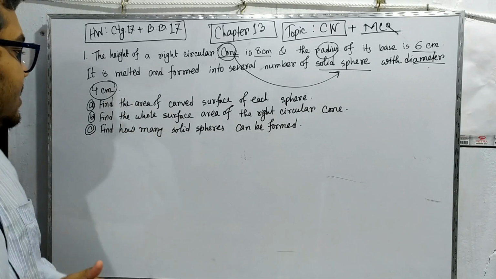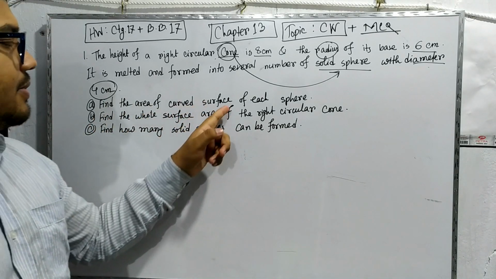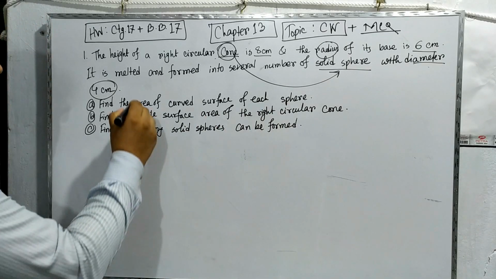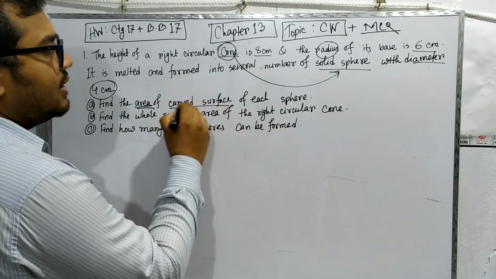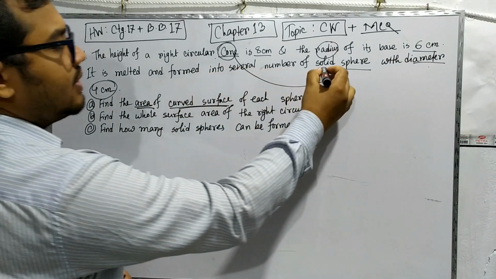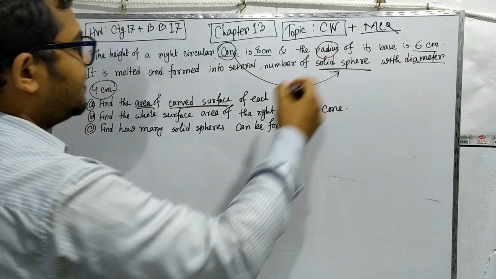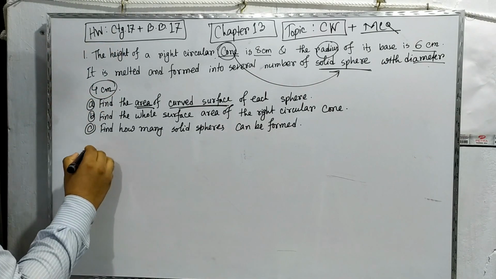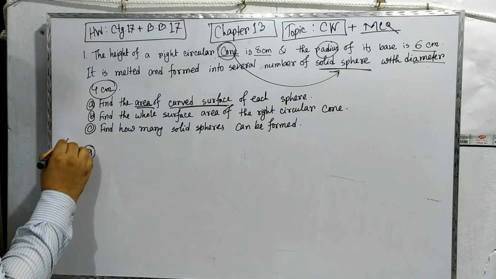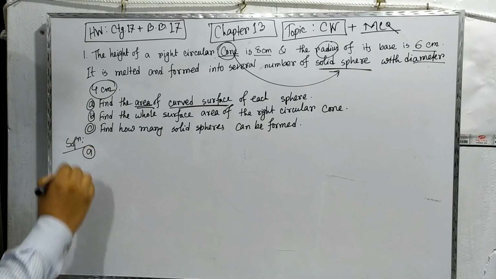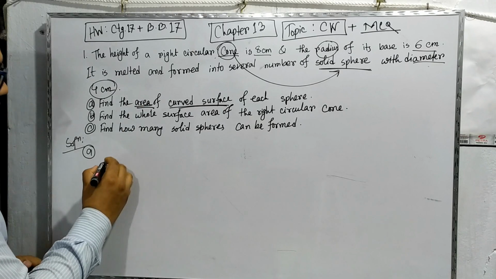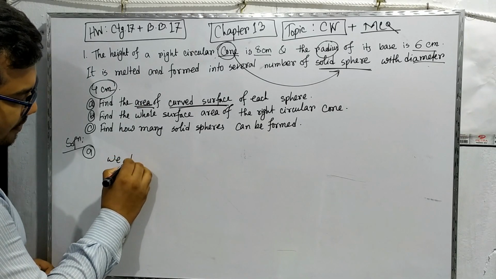Our first question says find the area of the curved surface of each sphere. So we need to find the area of the curved surface. Here the solid sphere is given, and we have to find this. Now, solution number 1. We have to find the area of the curved surface.